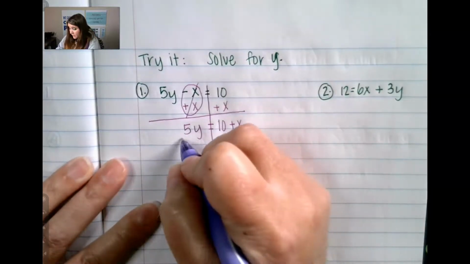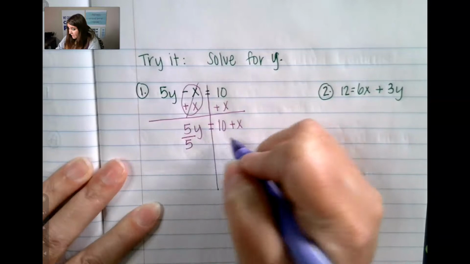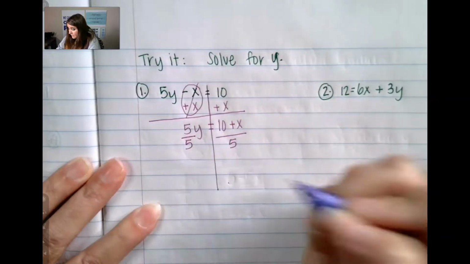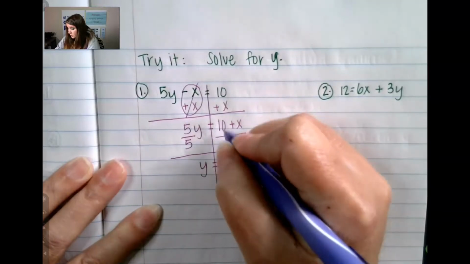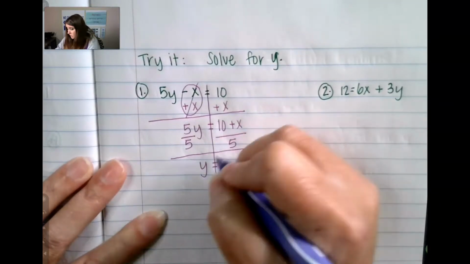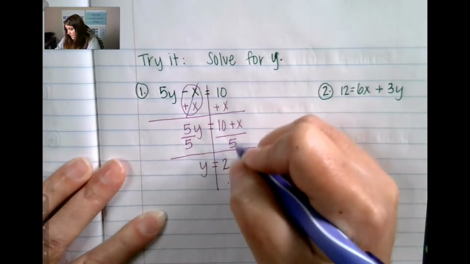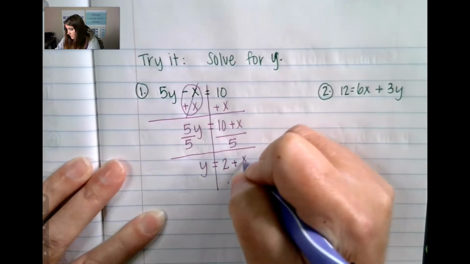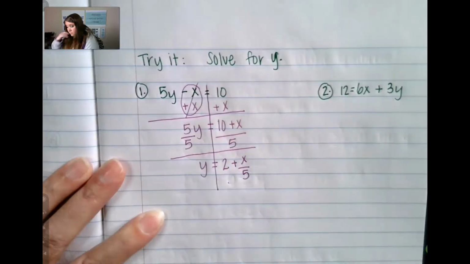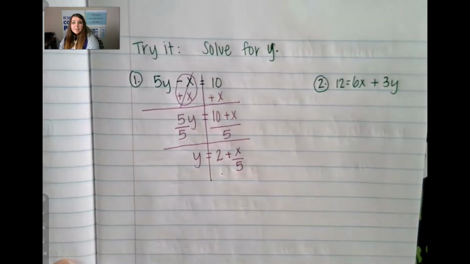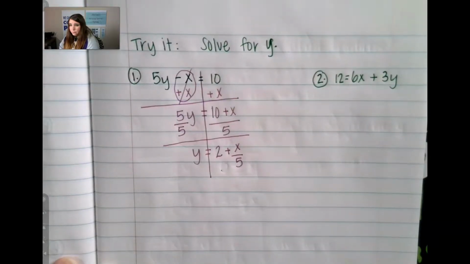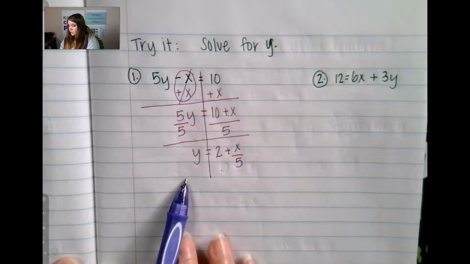So I also now can divide by 5, and I'm going to divide by 5 on this side. This tells me that y is equal to 10 divided by 5, which gives me 2, plus x over 5. Ooh, that's going to end up being a reciprocal problem. Okay, so y equals 2 plus x over 5. Now we're looking at number 2. So check, how did you do on this problem?